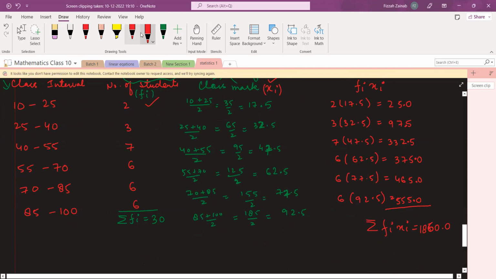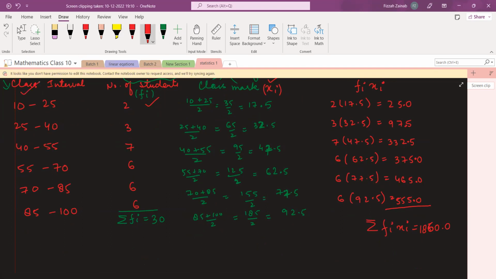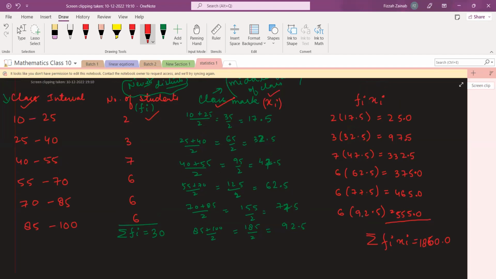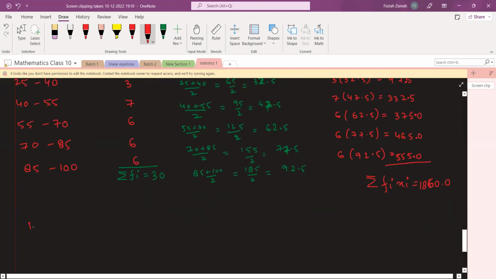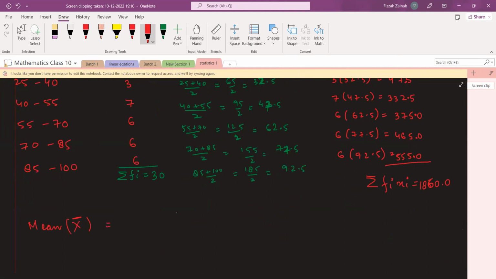We have just written class interval and the corresponding frequency, which is denoted by fi. Then we find the middle value of the class, which is called the class mark, and we have just multiplied fi with this xi. That's it. So from the direct method, the mean x bar is equal to summation of fi xi divided by summation of fi. This is the formula for mean if you use the direct method. Clear?